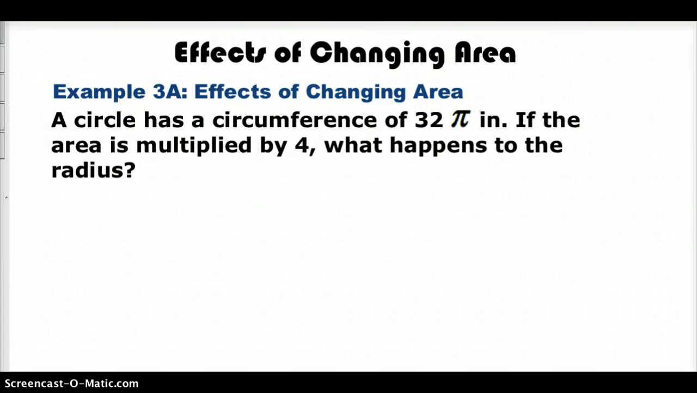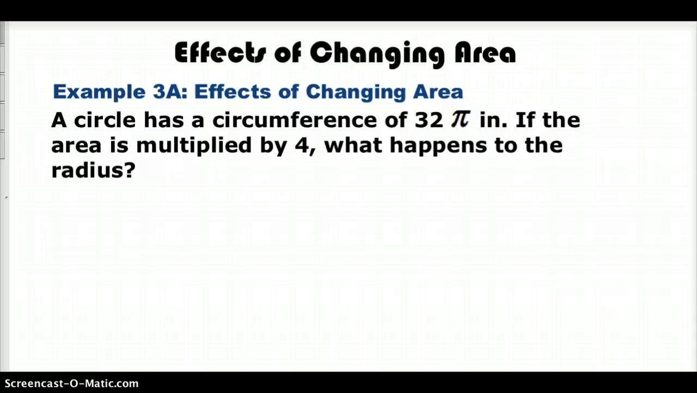In the last couple examples of this lesson, we're going to look at the effects of changing area. In this first example, it says the circle has a circumference of 32 pi inches. If the area is multiplied by 4, what happens to the radius?